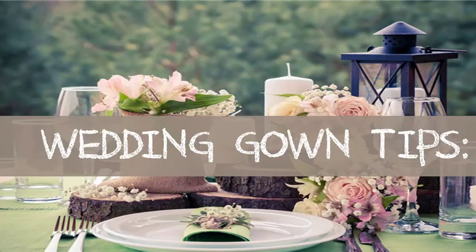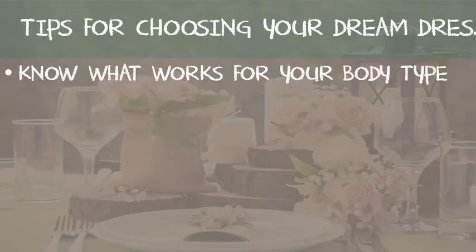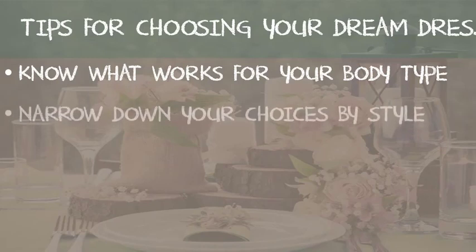Here are some tips for finding the perfect wedding gown. First things first, know what works for your body type. You should go with what is flattering for your figure, not what looks good in a magazine, because remember, they're going to look different on a model. And if you nail this, then shopping for a dress will be one of the easiest tasks.